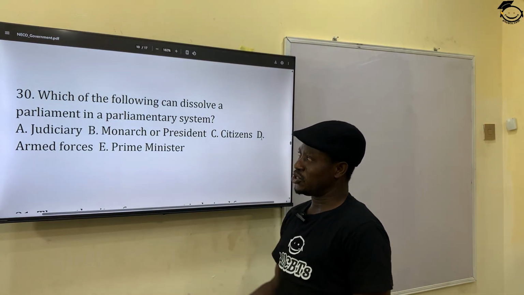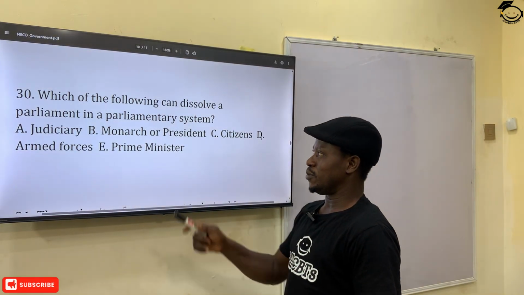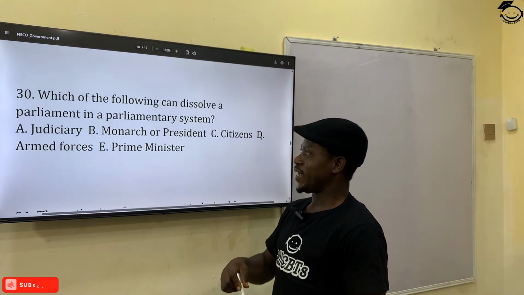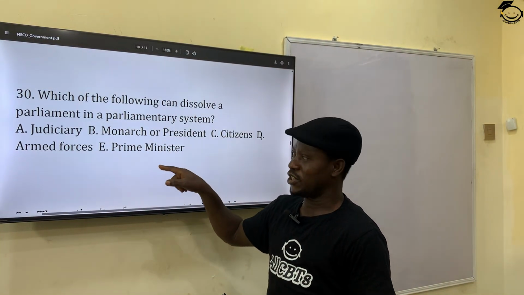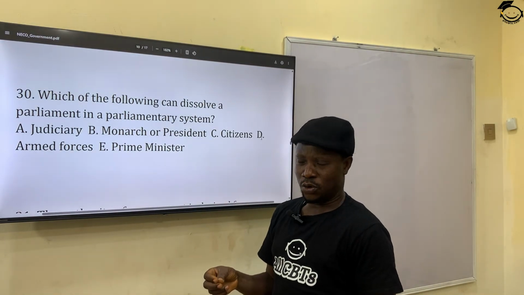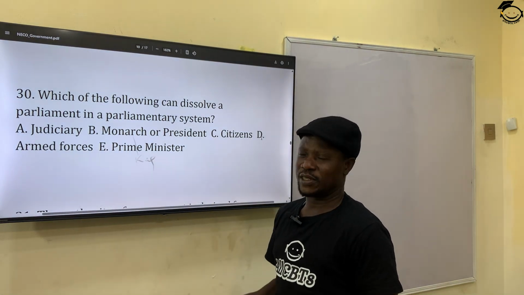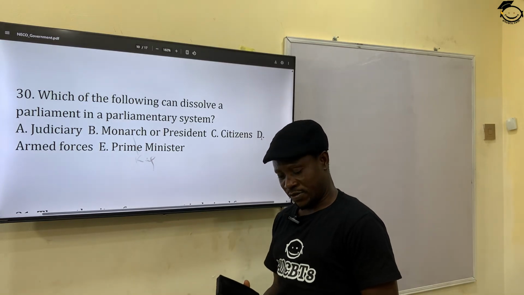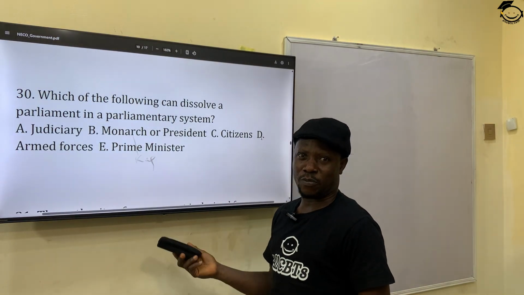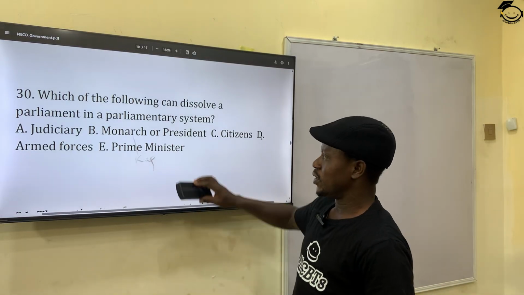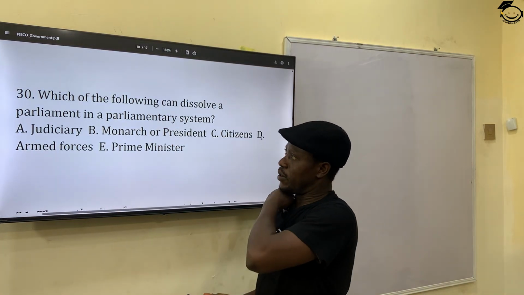A general election. Is it the judiciary, the monarch or president, the citizens, the armed forces, the prime minister? The answer is the monarch or the president, B. Why are they saying monarch or president? This is in case the country is operating a monarchical system of government, where the king, like we have in England, will come and address the parliament at the close of their tenure for a new general election to take place. And if it's a place like Nigeria, where we operate a presidential system of government, the president will give the dissolution of the house so that a new general election can take place. All right, let's go.